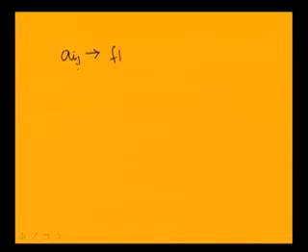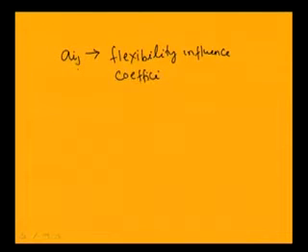So, Aij is the flexibility influence coefficient, the displacement flexibility influence coefficient, defined as the displacement at i due to unit force at j when the forces at other places are 0. Also we took one example to find the influence coefficients.